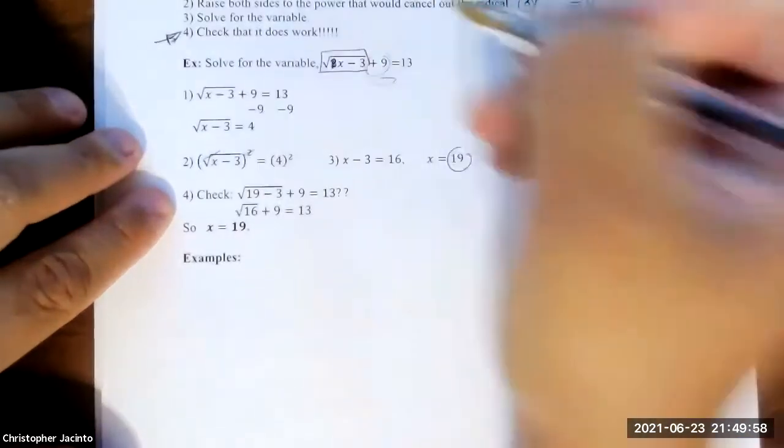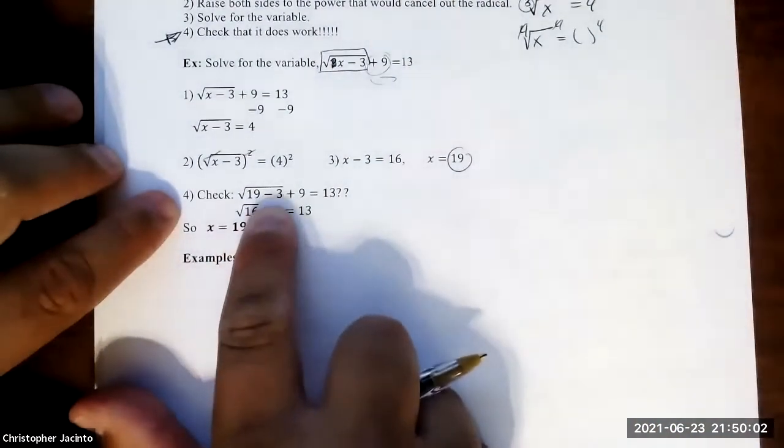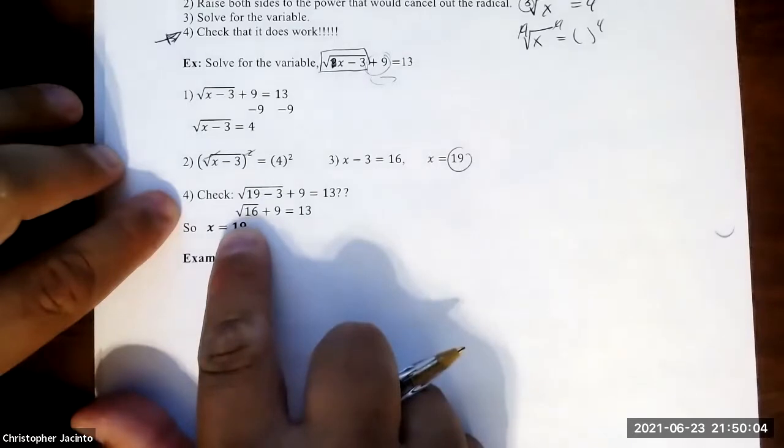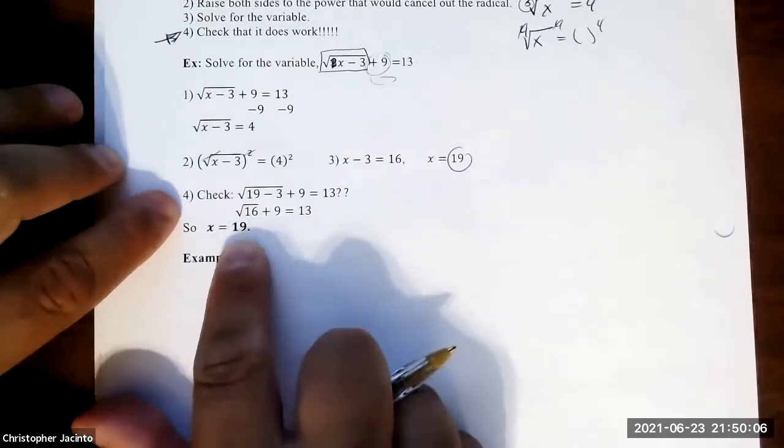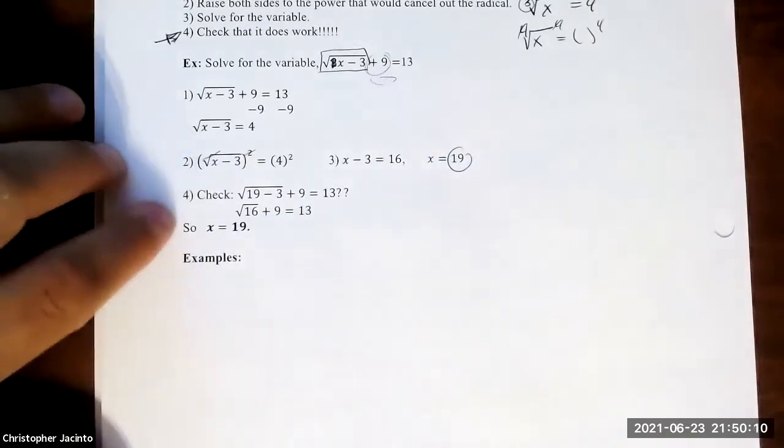What am I messed up there? There you go. Okay, I got 2 up. So 19 minus 3 gives you 16. The square root of 16 is 4. And then 4 plus 9 is 13. So check, it works out.